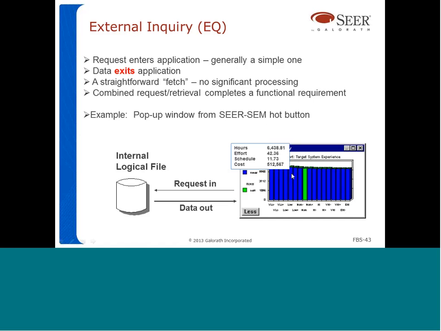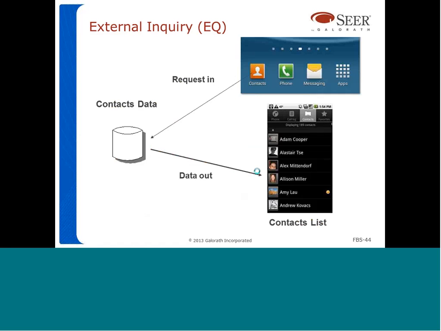So when you move or set your mouse cursor here on one of these bars, you're going to get a little pop-up dialog here that tells you what the hours are, the effort, the schedule, and the cost. So that little pop-up here is classified as an external inquiry because it's purely a presentation of data. There are no calculations. So the hours, the effort, the schedule, and the cost are just presented to the user without any calculation. So that classifies as an external inquiry.